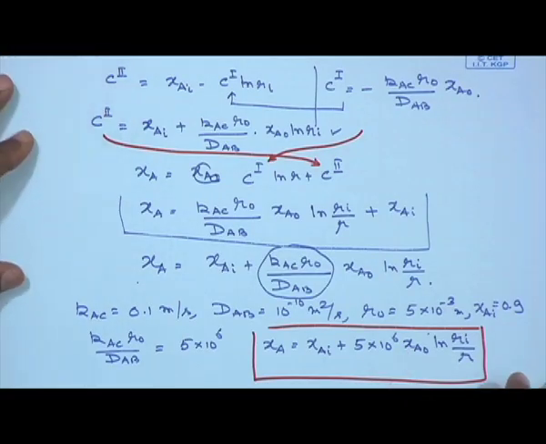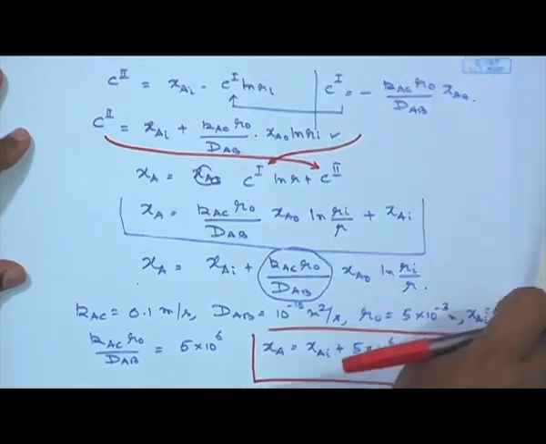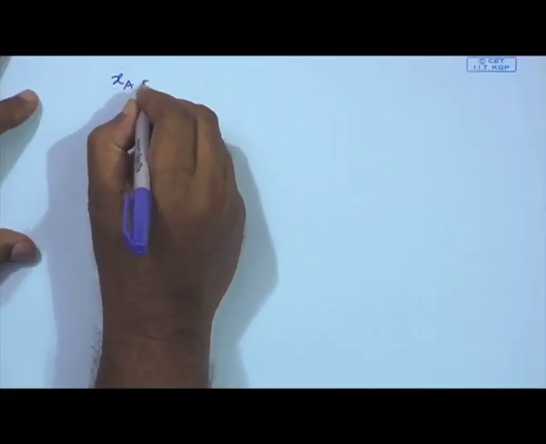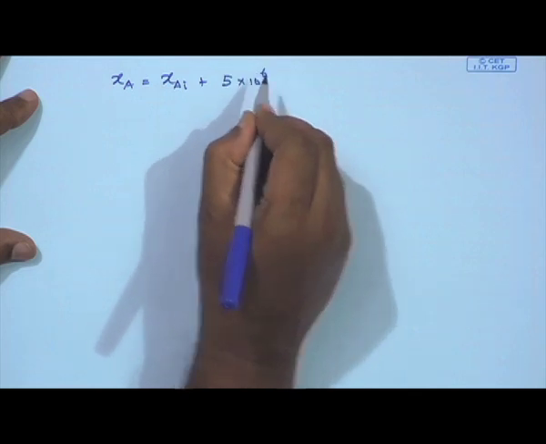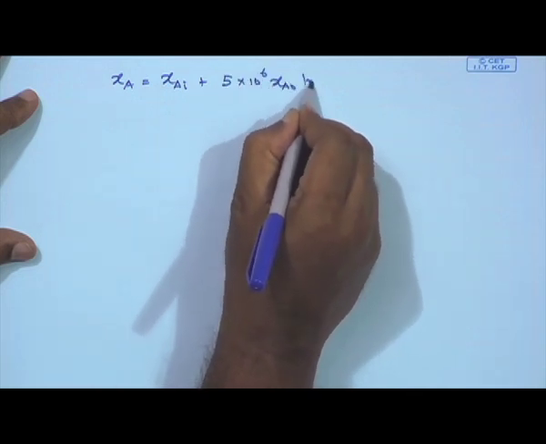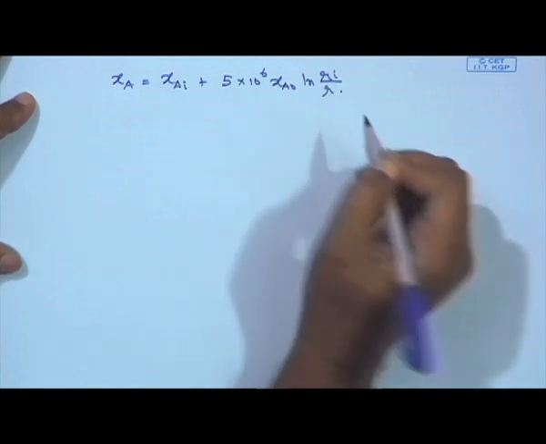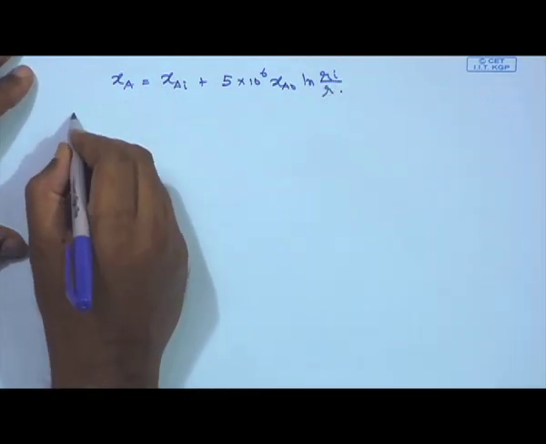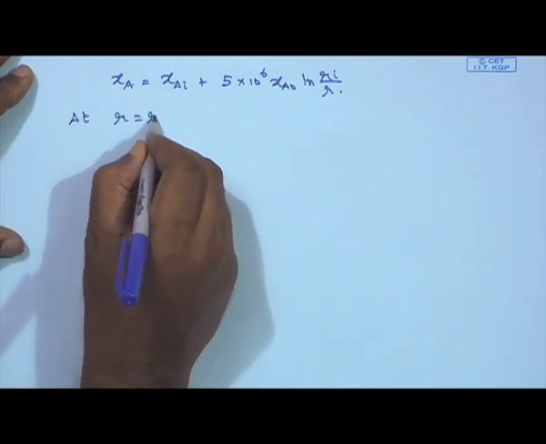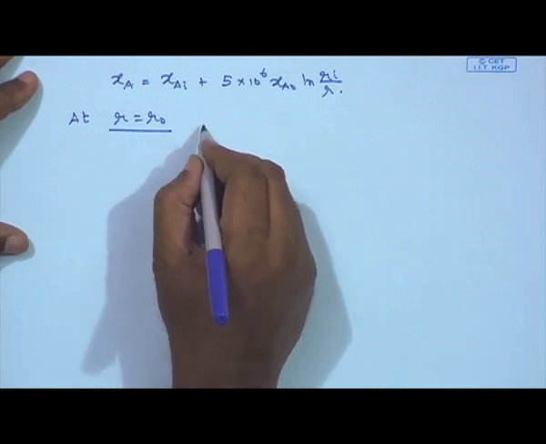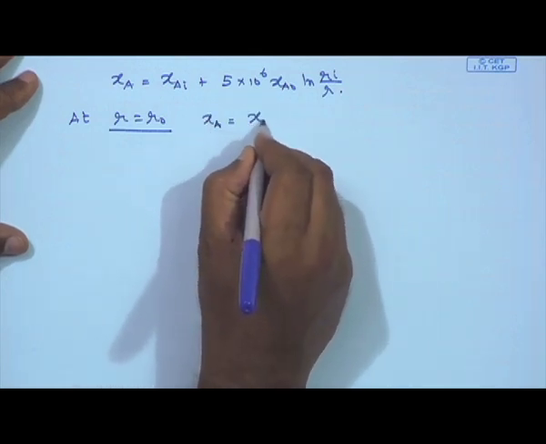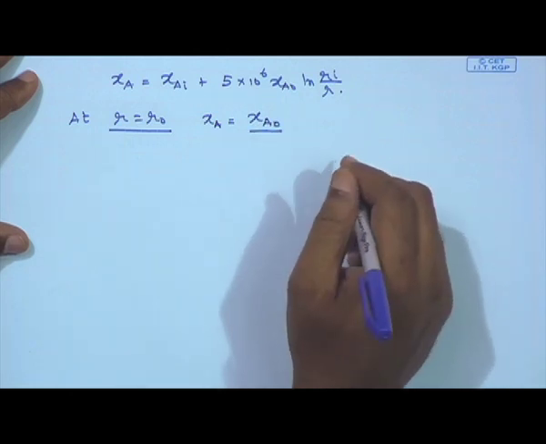So, I have got an expression for concentration distribution in here. I will write it once again: x_A equals x_AI plus 5 into 10 to the power minus 6 x_A naught ln (r_I by r). We realize that at r equals r naught, that means at the outer edge of the inert coating, my x_A would simply be equal to x_A0.